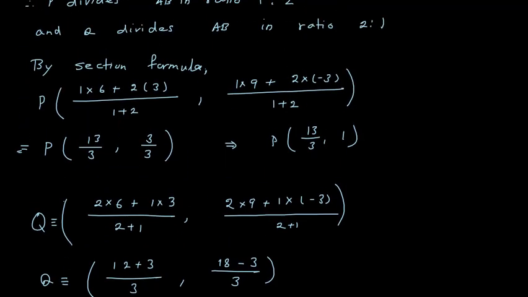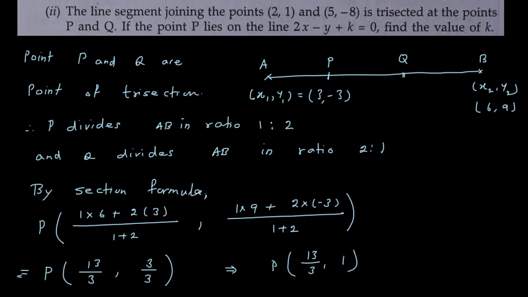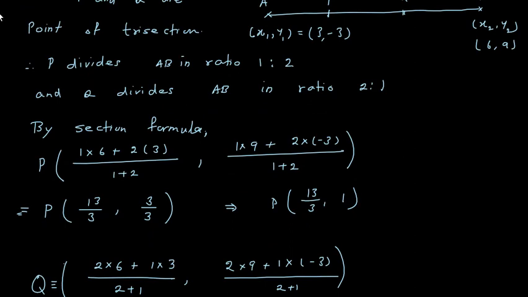Let us again verify whether this 13 divided by 3 is right. 1 into 6 plus 2 into 3. So 6 plus 6. Okay, I have made a mistake. This is not 13, this is 12. So 12 divided by 3, it is not 13 divided by 3, it is 12 divided by 3. So 3 4 the 12 and 3 1 the 3. So 4 comma 1.